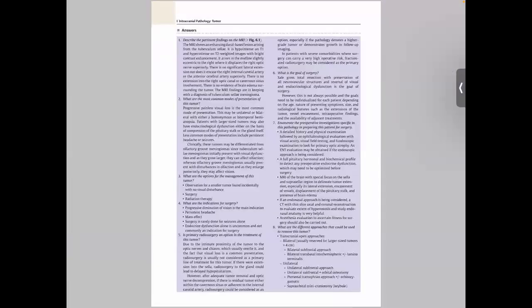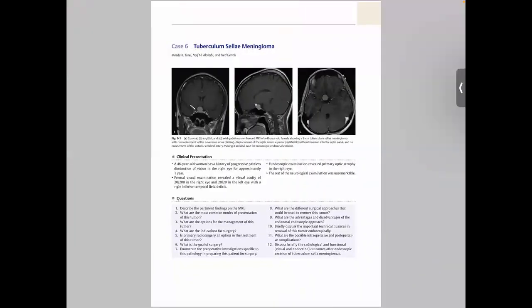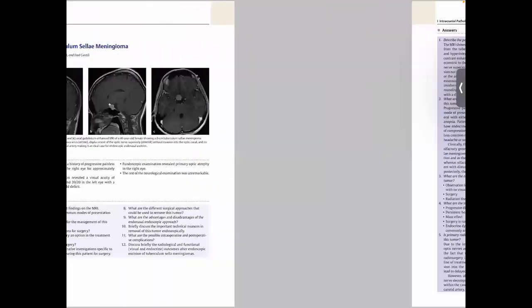So our answer says the MRI shows an enhancing dural-based lesion arising from the tuberculum Sellae. It's hypointense on T1, though we don't have those images, but it says it's hyperintense on T2 with bright contrast enhancement. It arises in the midline, slightly centering to the right, where it displaces the right optic nerve superiorly. I think this is the arrow that we see on the coronal cuts.